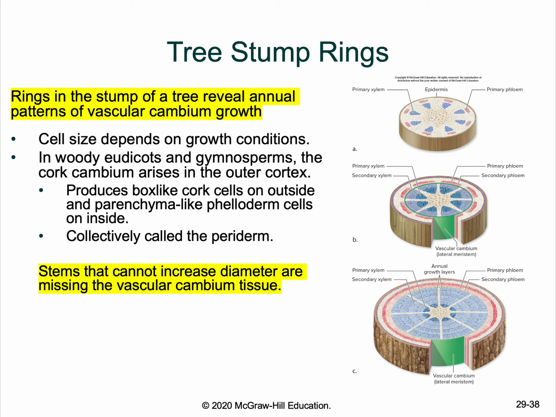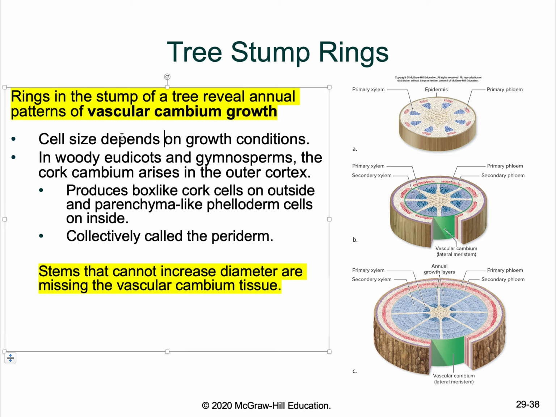This next one talks about the vascular cambium. If you've ever cut a tree, or seen a tree cut in the middle, you'll see the tree rings. And what are those, right? Rings in the stump of a tree reveal annual patterns. Every year it will create a ring, and that's the vascular cambium growth. Let's bold that, right? And if a stem cannot increase, that's because it's missing vascular cambium. This I need you to remember.